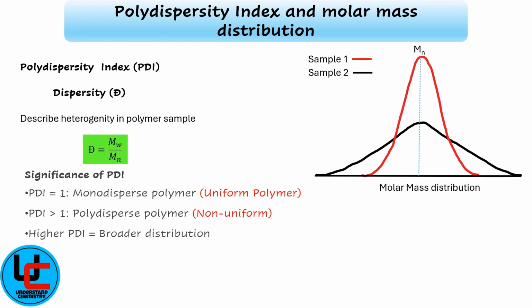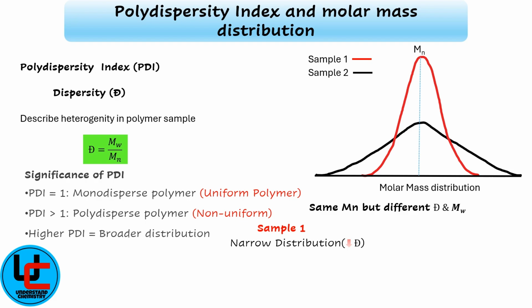In the graph, we see the molar mass distribution of two polymer samples. Sample 1 is represented by the red curve and sample 2 by the black curve. Both samples have the same number average molar mass, which means the average chain size calculated equally across all polymer chains is identical in both cases. However, they have different dispersities.